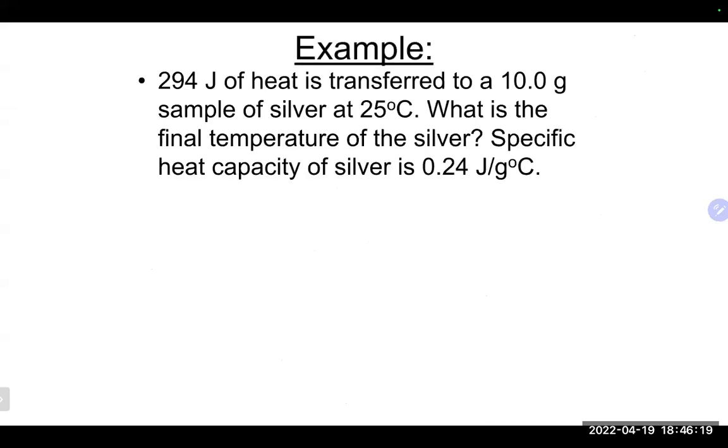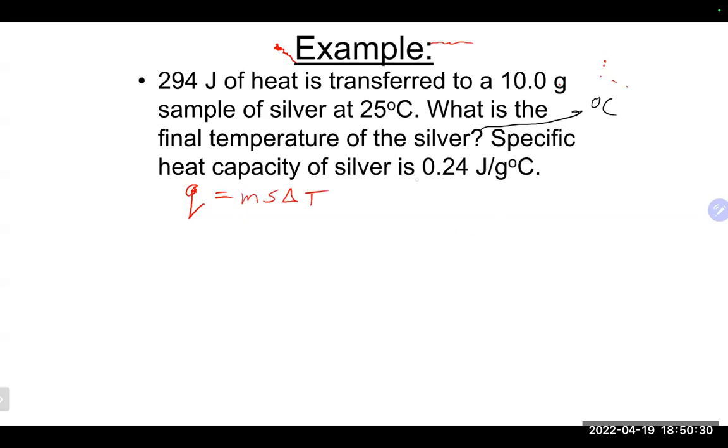Okay, let's take a look maybe at another one here. 294 joules of heat is transferred to 10 grams of a sample of silver at 25 degrees Celsius. What is the final temperature of the silver? Also in degrees Celsius would be good. Specific heat of silver is 0.24. So see what you come up with. I was going to say sig figs, but our specific heat is what I'm trying to spit out there.